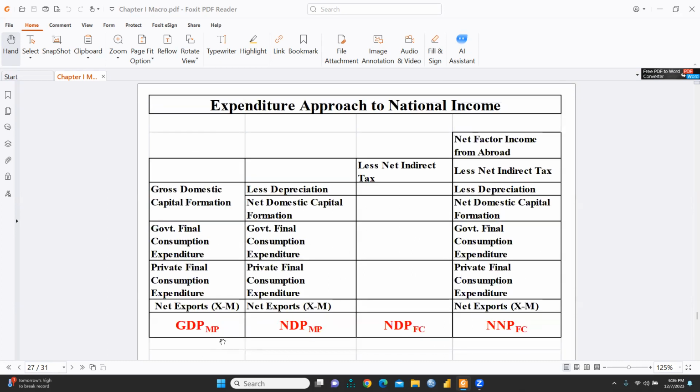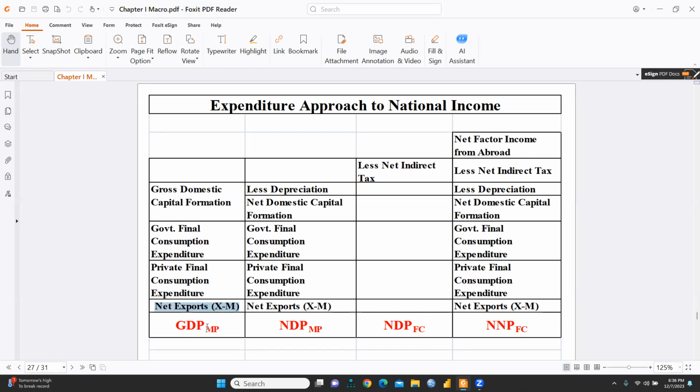Now let's understand the expenditure approach to national income in one go. You can see GDP MP: how can we get it? Gross domestic capital formation plus government final consumption expenditure plus private final consumption expenditure plus net exports, X minus M. If this value is negative, then we subtract this value from these three. If it is positive, it will be added.